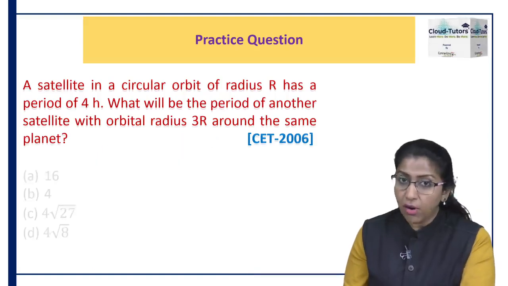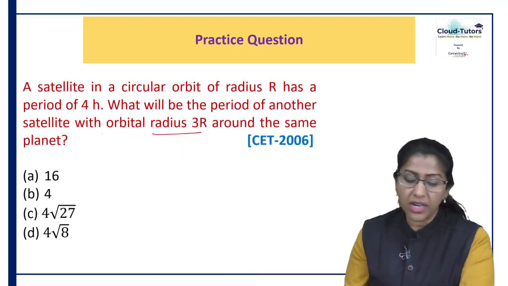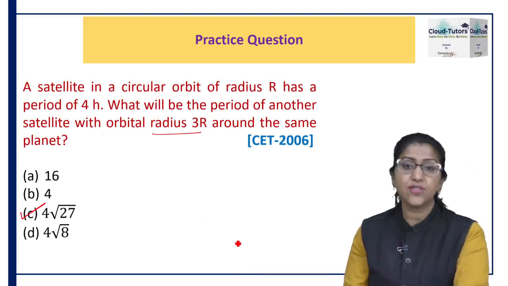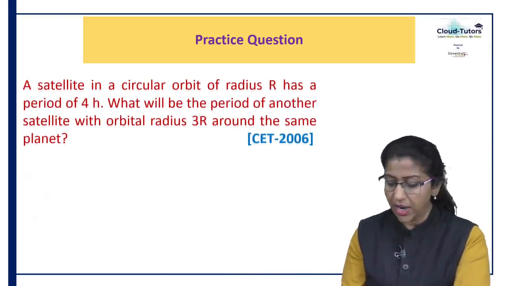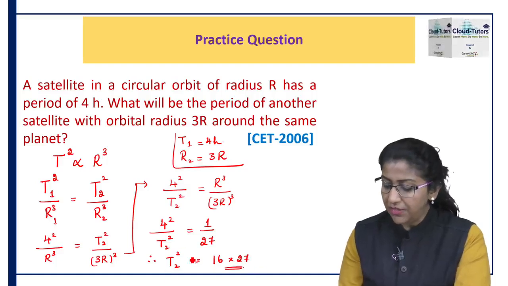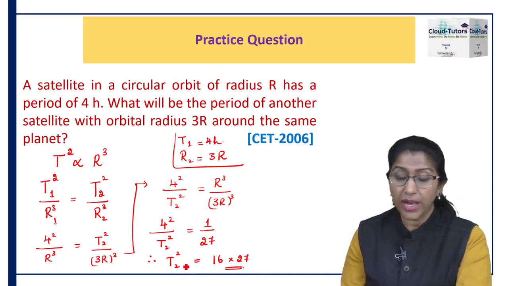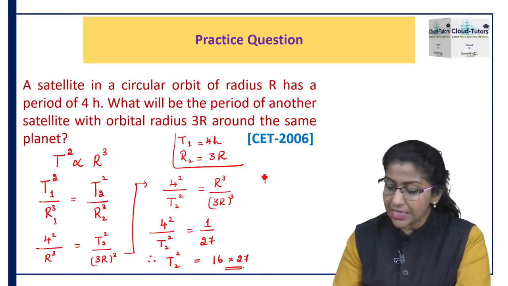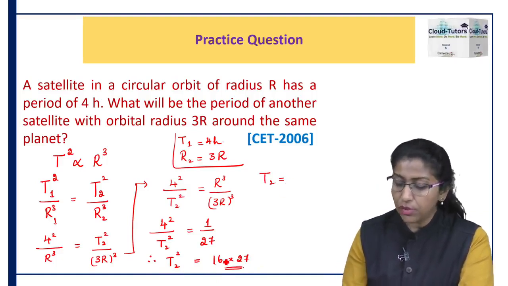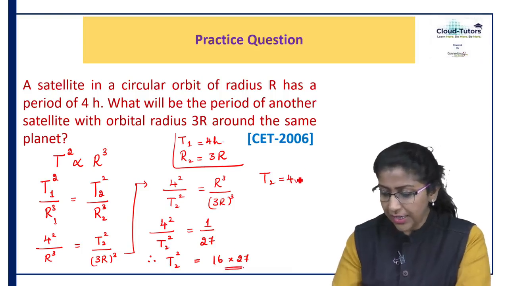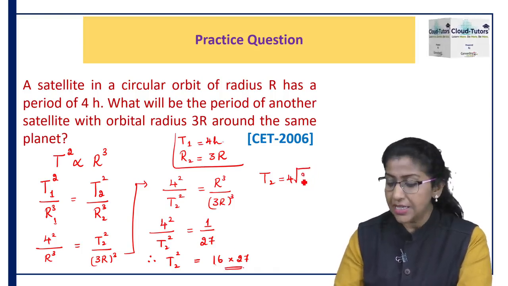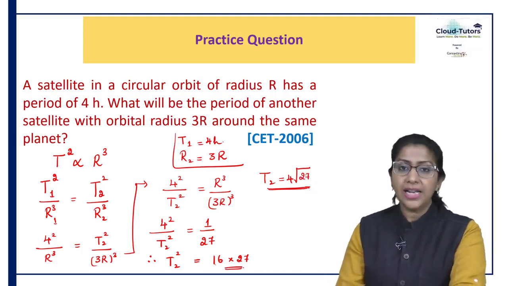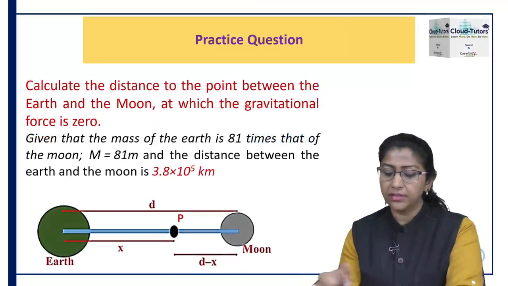So you go back to the options. Let's look at the options. What is our right answer? You guessed it right. Our right answer is 4 root 27. How do we get that? Simple. If I take the root on both the sides, I get T2 is equal to root of 16, which is 4, times root of 27. That is your answer, right? Moving on.